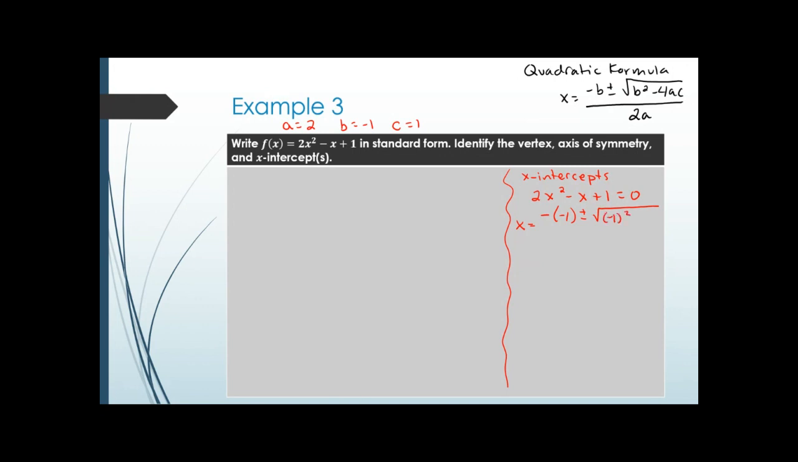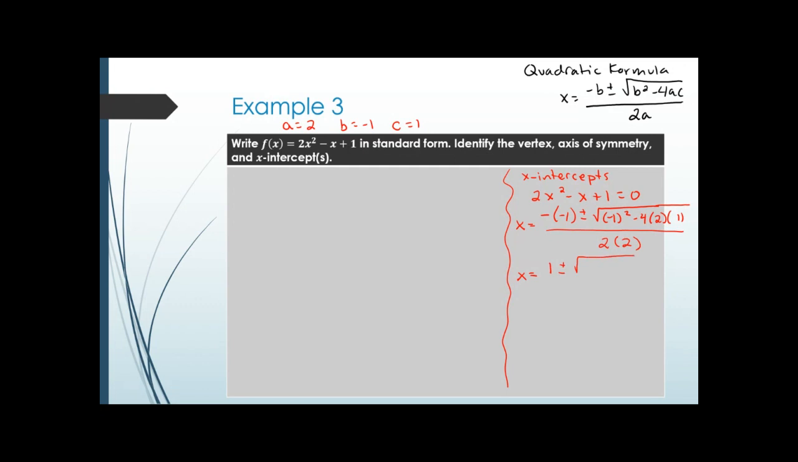negative 1 squared minus 4 times a, which is 2, and c, which is 1. And then we have 2 times a, which is 2. So I'm just plugging the numbers in for a, b, and c. And now I need to simplify. So the negative, negative 1, that's just going to be a positive 1.